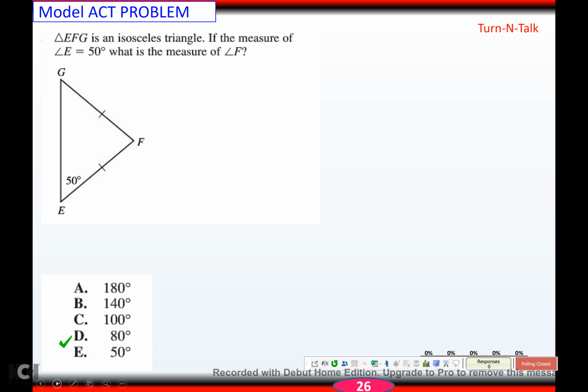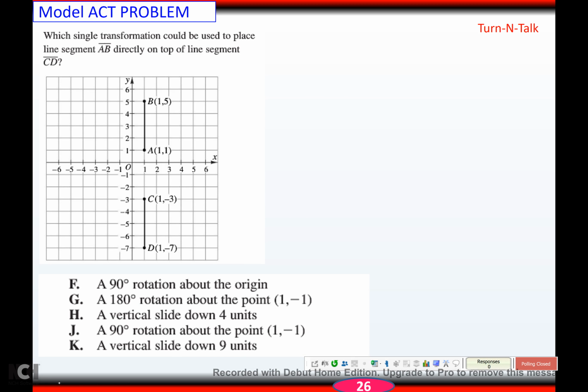All right, it says triangle EFG is an isosceles triangle. What that means is that if the two sides are equal, the two base angles are equal. So if the measure of angle E is 50 degrees, what is the measure of angle F? Well, again, isosceles means base angles are equal. So those two add up to 100. So this has to be, the total of a triangle is 180, minus the two bases would leave you 80 degrees. Okay? Try this one, hit pause, come back when you're ready.